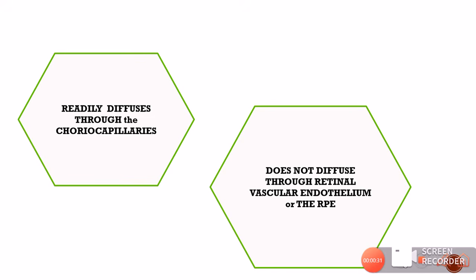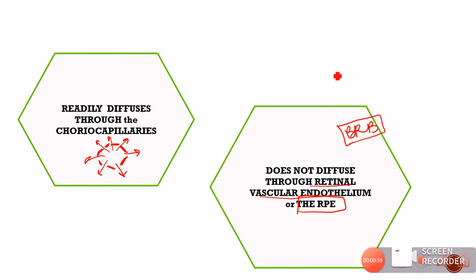What did I tell you previously? The choriocapillaries have lots of fenestrations, which are nothing but pores. Through these pores, the fluorescein can easily diffuse, right? So it readily diffuses through the choriocapillaries. However, the normal retinal endothelium and the retinal pigment epithelium form the blood retinal barriers, so they are not going to allow the diffusion of the fluorescein.